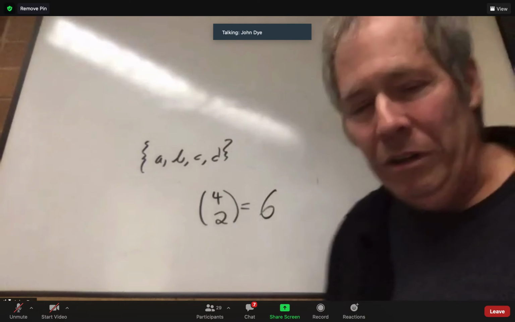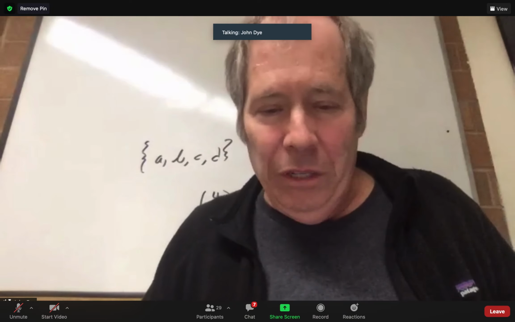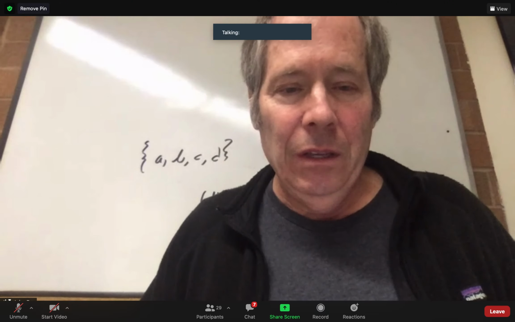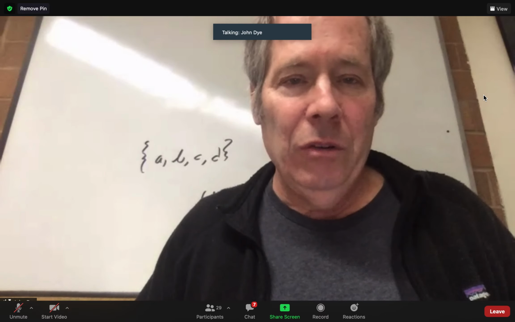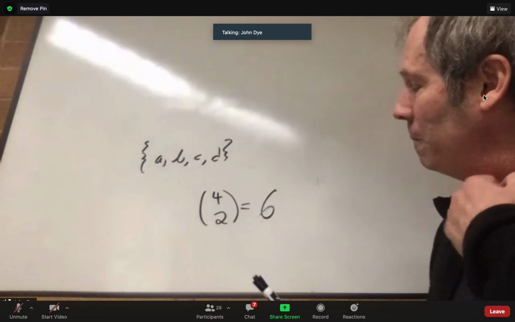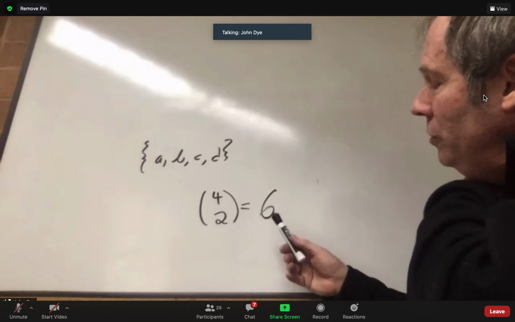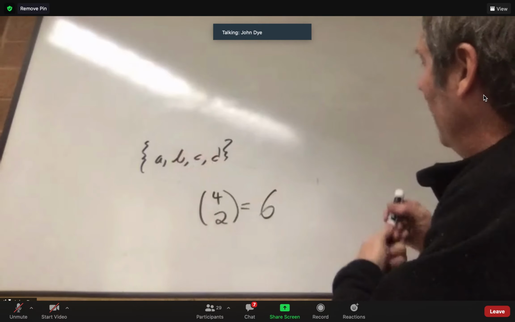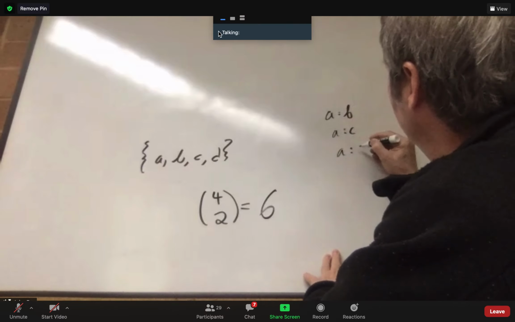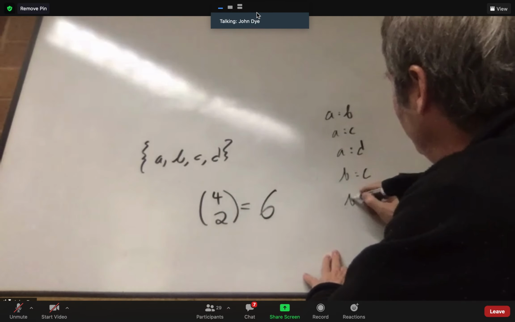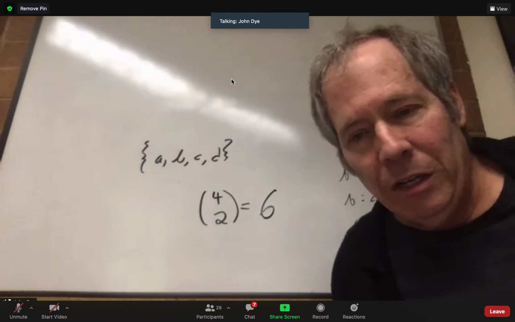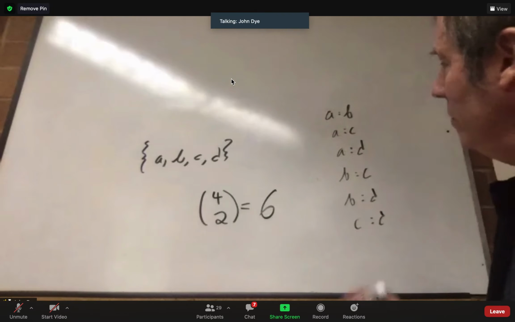6. So what are the combinatorics for this problem? There's only 6 possible ways of comparing these. You might as well list them all, and then you're going to have to choose. There's only 6 comparisons possible. So let's write them out. Here are your 6 comparisons. And what did the problem say? You're going to choose randomly 3 of them.